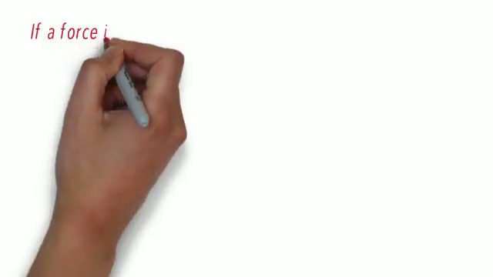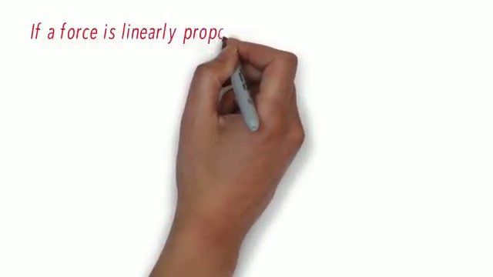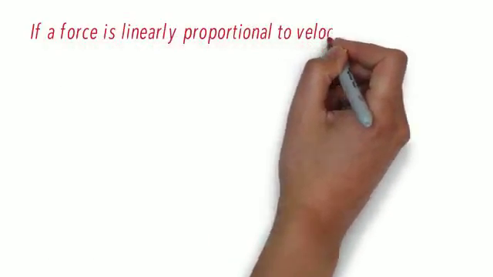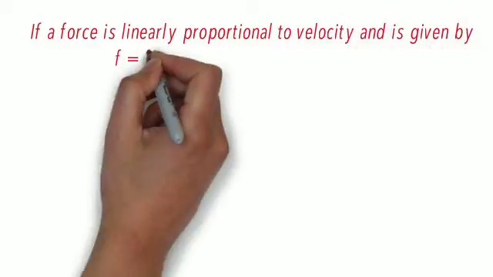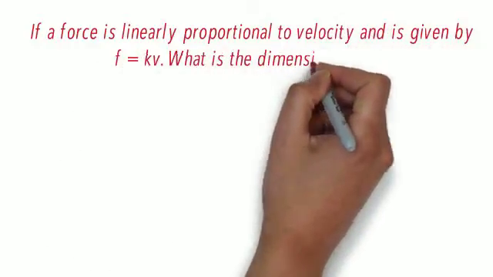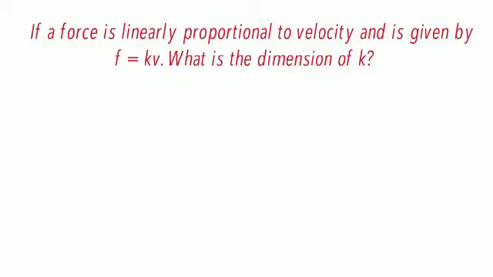Now let us do a couple more exercises. If a force is linearly proportional to velocity and is given by F is equal to k times v, what is the dimension of k? The solution is given below.